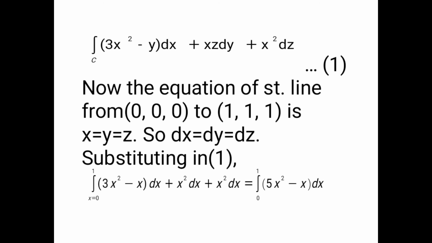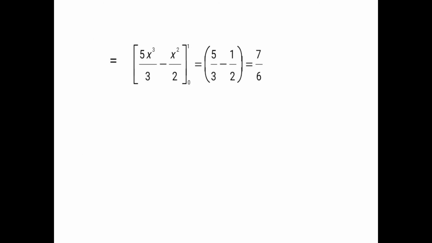So in the above integrand of integral 1, we substitute x for y, x for z, and both dy and dz are replaced by dx. x also ranges from 0 to 1, so substituting all these in 1, integration from 0 to 1 of (3x square minus x) dx plus x square dx plus x square dx, and this gives you integration from 0 to 1 of (5x square minus x) dx, which is a function of single variable consisting of its differential coefficient, and it can be integrated very easily, whose value is 7 by 6.